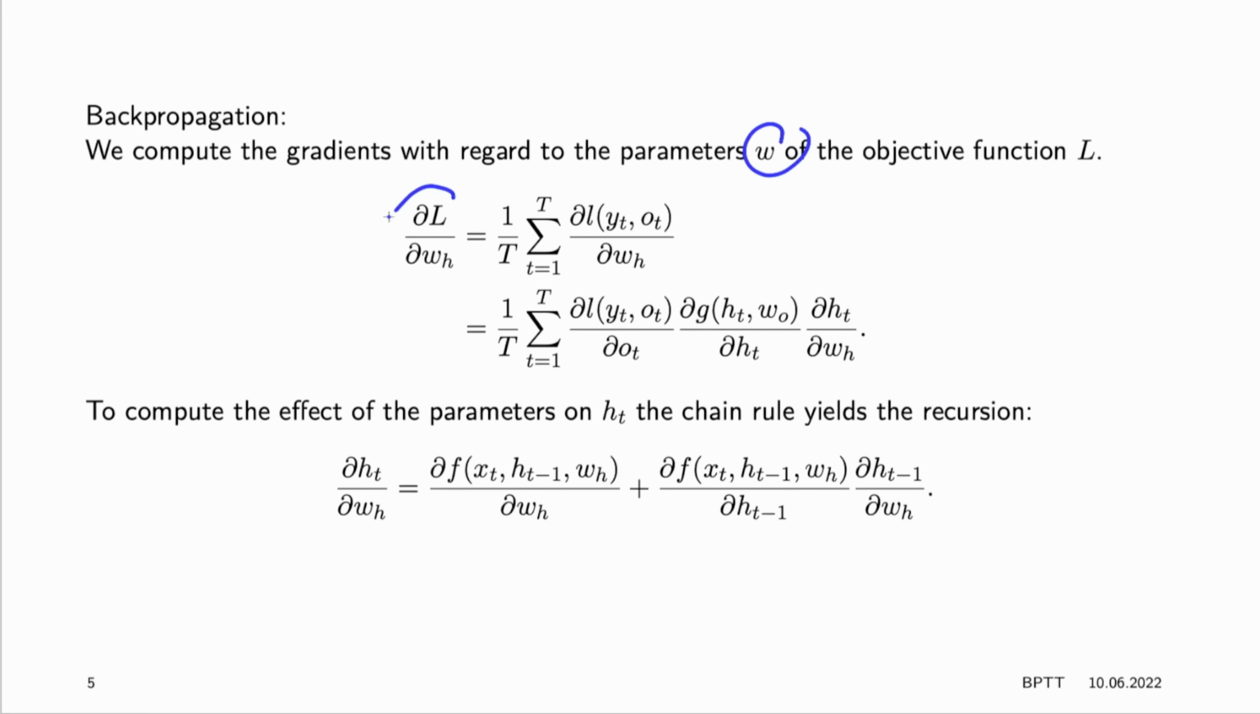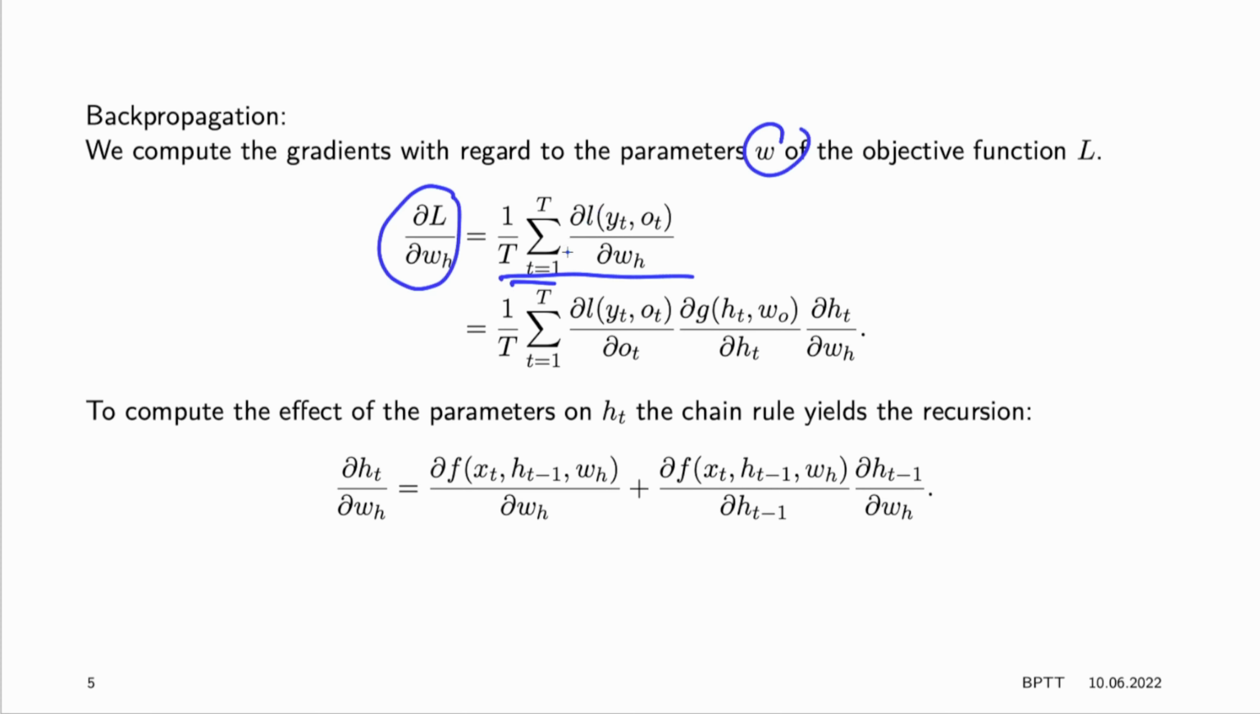So we want to differentiate the objective function L with respect to WH and WO. First, the derivative of the loss with respect to WH. Remember, our loss is a sum, so capital L is the sum over all our little l's, thus the derivative also becomes a sum. So basically we have the sum over the derivatives of little l with respect to WH.